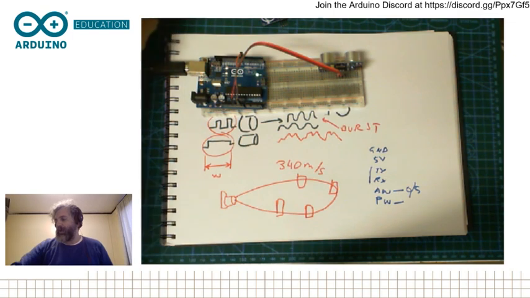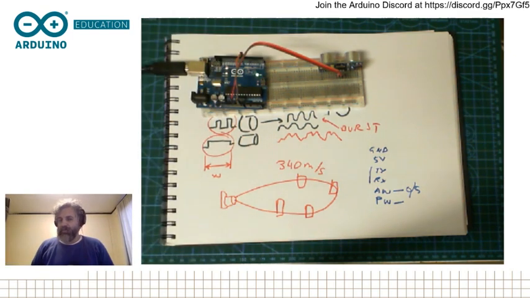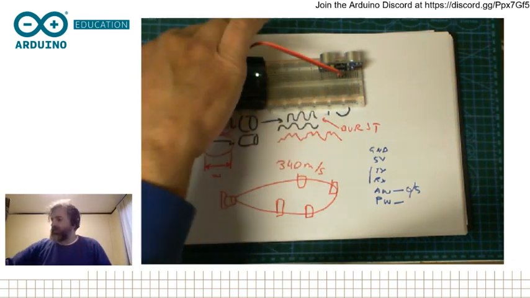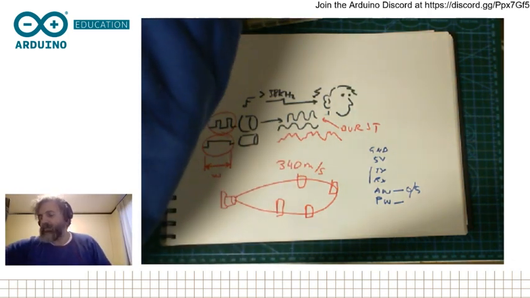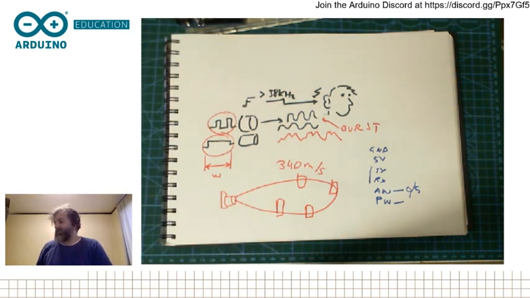So the other question is, what is the difference between the ping sensor that we have there and the HC-SR04 that we have here that has 4 pins? Well, the big difference is that the ping sensor has 3 pins.